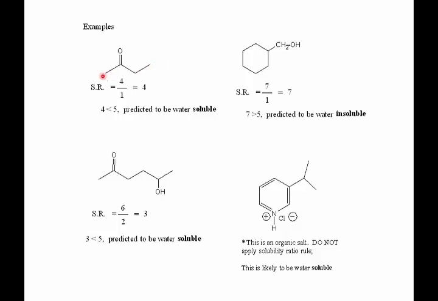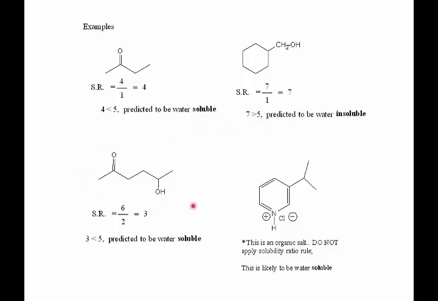Butanone. We number the carbons 1, 2. It's 2-butanone. All right, let's look at this compound. Solubility ratio value. Total number of carbons, 6 in the ring and 1 here. That's 7. The alcohol counts as one hydrogen bonding functional group. So it's 1. 7 divided by 1 is 7. 7 greater than 5. Predicted to be water insoluble.